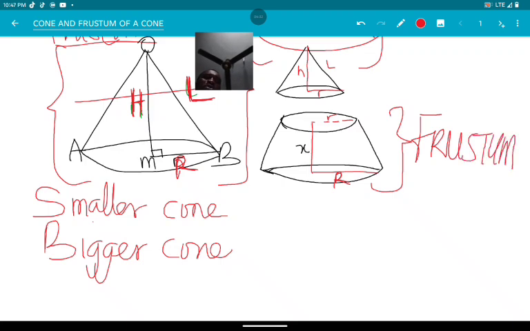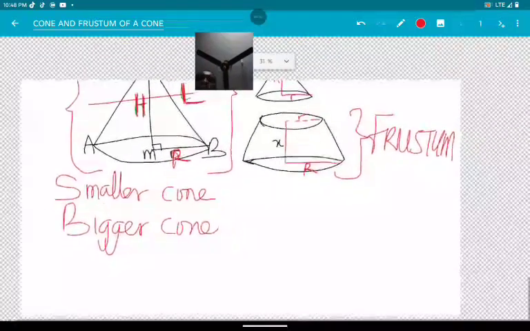Examples of frustum: frustums are around us everywhere. The bucket we use to bathe at home is a frustum. Some paints that we used to buy are in the form of a frustum. Frustums are everywhere around us.